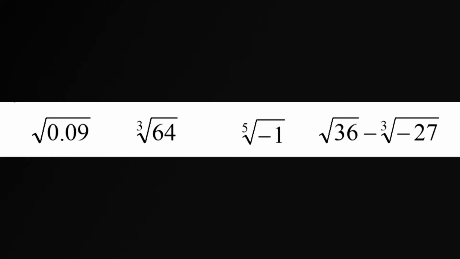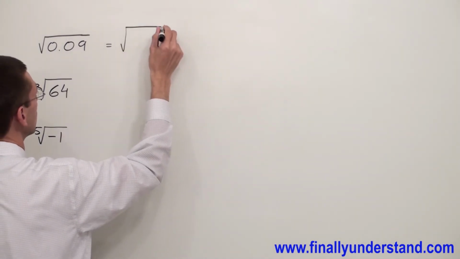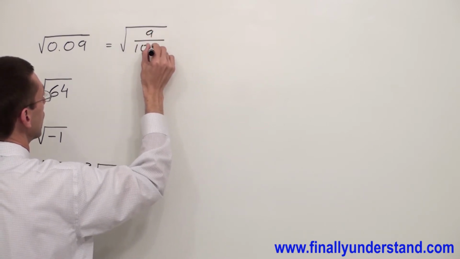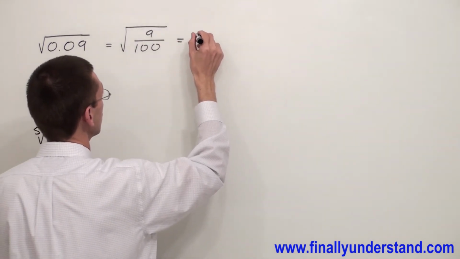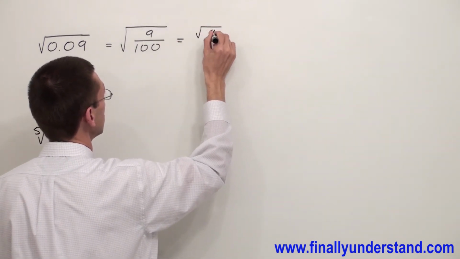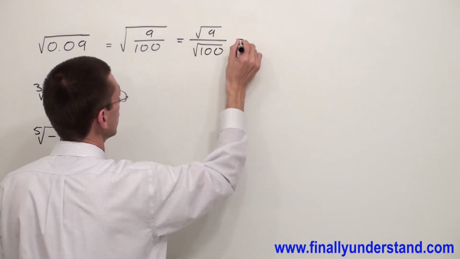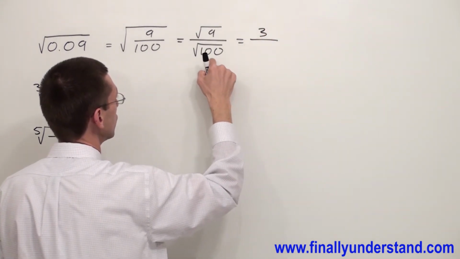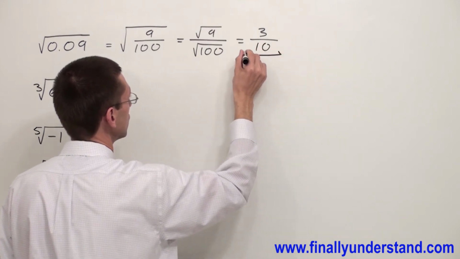Square root of 0.09. So I'm going to convert the decimal number to a fraction first. So I'm going to write square root of 9 over 100. Now I'm going to use the properties of radicals, and I'm going to write square root of 9 over square root of 100, where square root of 9 is equal to 3 and square root of 100 is equal to 10. This is the solution to my problem.